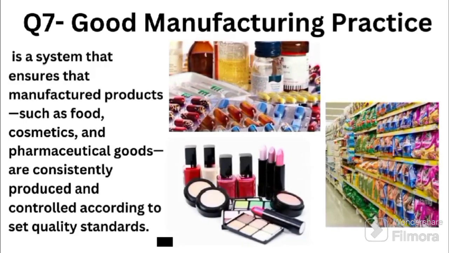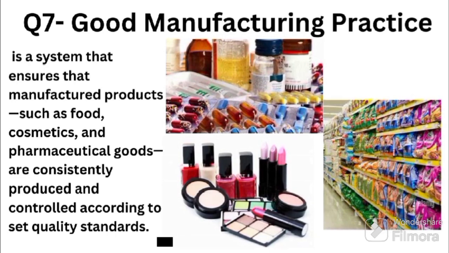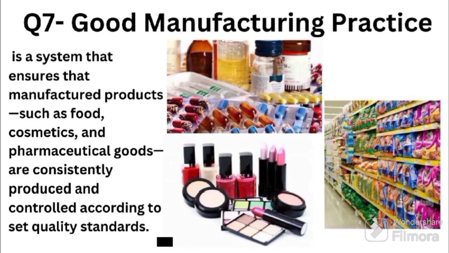Good manufacturing practice, that is Q7. It is a system that ensures that manufactured products such as food, cosmetics and pharmaceutical goods are consistently produced and controlled according to the set of quality standards.